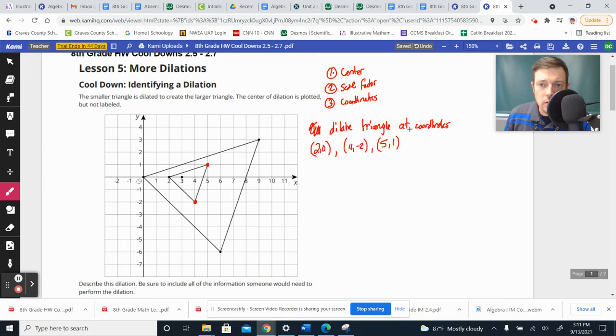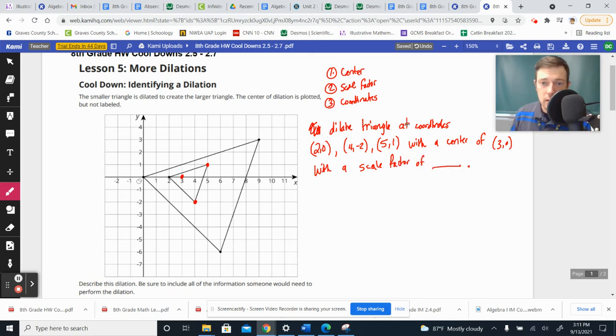We're just going to write: dilate triangle at coordinates 2, 0, 4, -2, 5, 1 with a center of, our center is the point on here that's plotted but not labeled. That would be this one at 3, 0, with a scale factor of blank.